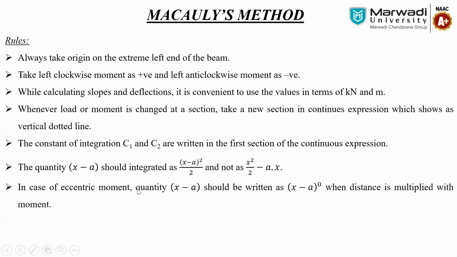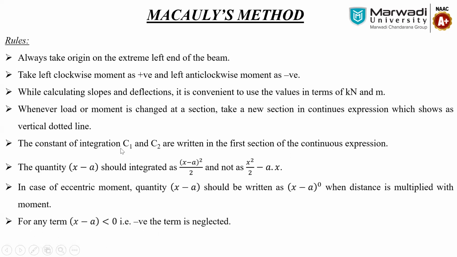In case of the eccentric moment, generally whenever we have a force, we consider moment equal to force into perpendicular distance. So when we have a moment, we are not multiplying the distance, right? But in this case, we have to multiply the moment with x minus a raised to 0. In that manner, we have to write. But x minus a raised to 0 becomes 1 only, so the moment remains, but the rule is that whenever we are doing the integration, we can know at what location that moment is placed.